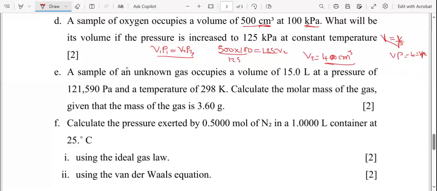So that is it. A sample of an unknown gas occupies a volume of what? That's another question. In as much as you are reading this, you need to analyze whether it's Boyle's law, Charles' law, or something like that. A sample of a known gas occupies a volume of 15.0, or just 15 liters, at a pressure of this one, at a temperature of this one. Calculate the molar mass of the gas, given the mass of the gas. This is coming from the ideal gas. We could see the way the ideal gas was changing, so we could have PV equals nRT.